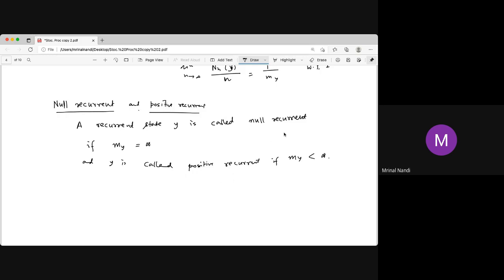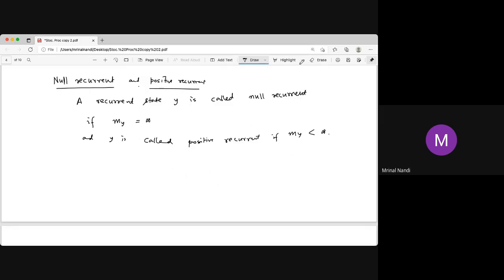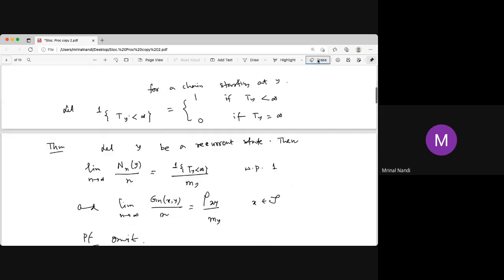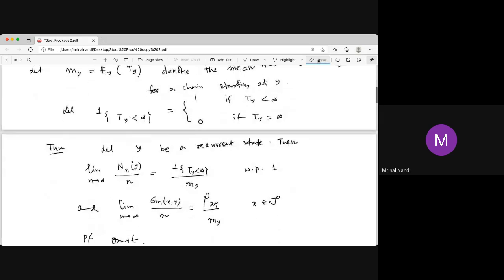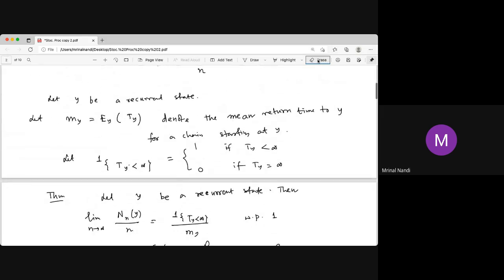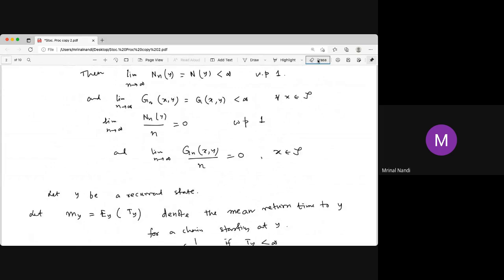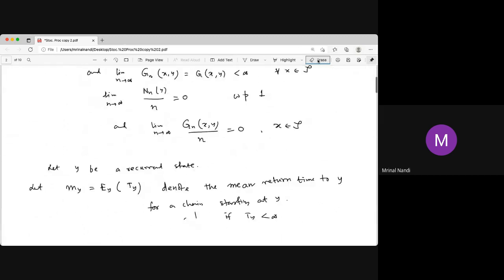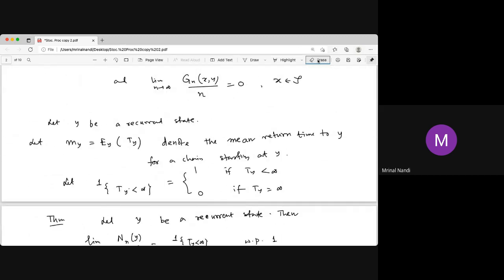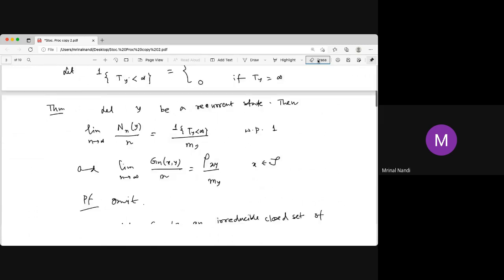So the idea is that for a null recurrent state, the expected number of visits divided by n is 0. That limit of g_n(x,y) divided by n is 0. This is 0 for a transient state, but it is 0 for a null recurrent state also.